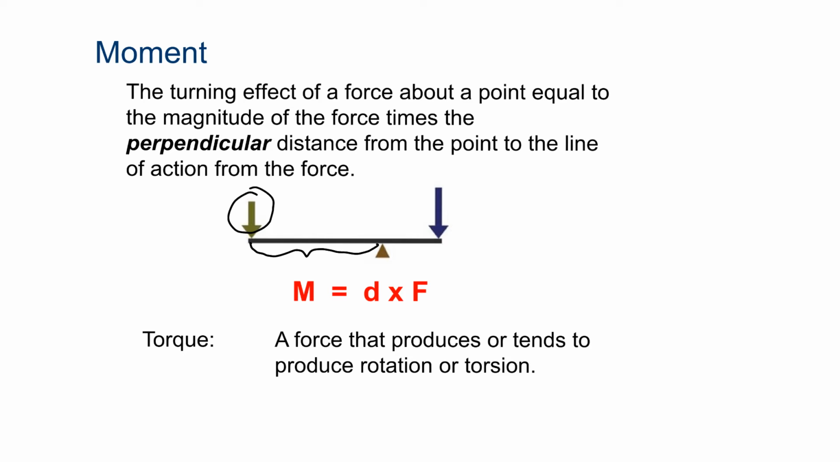So you see it's there. You go find your force and go shortest straight line distance to the pivot point, that's going to be your distance. So it's that times the shortest straight line distance to the pivot point. We'll talk more about that later on when we get to civil engineering stuff. And a torque is a force that tends to produce rotation or torsion. Moment and torque are usually the same thing.